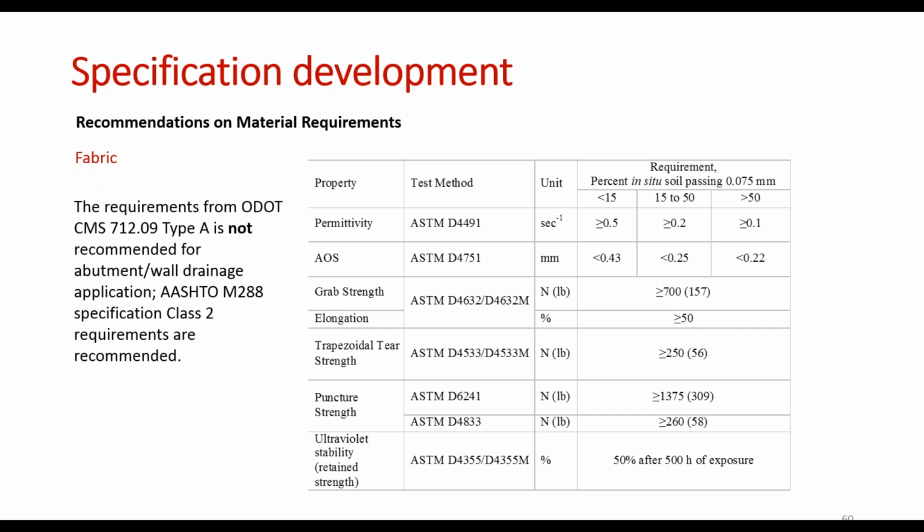So we suggest that the actual M288 specification Class 2 requirements are recommended. We summarize that in this table. As you can see, we specify the permittivity, the apparent opening size, and the strength. And here are the values.